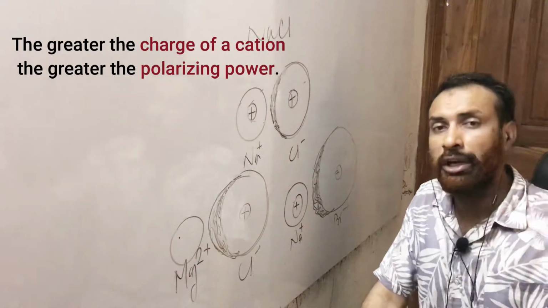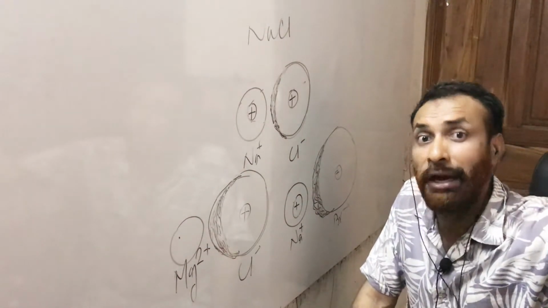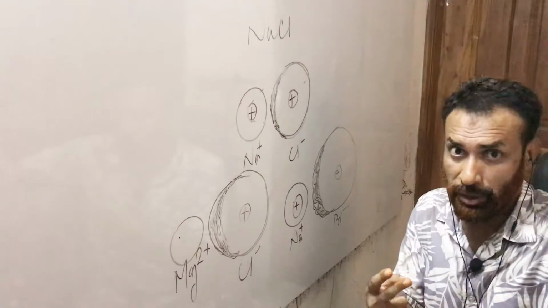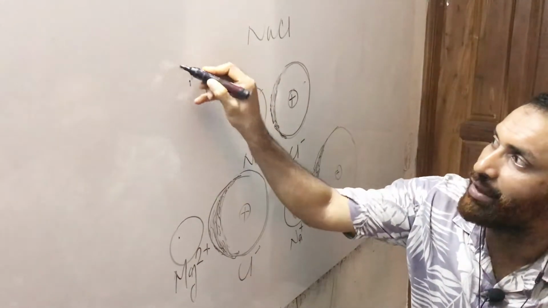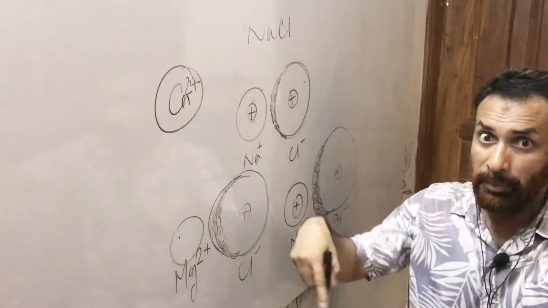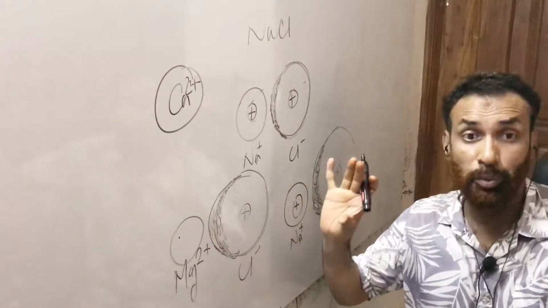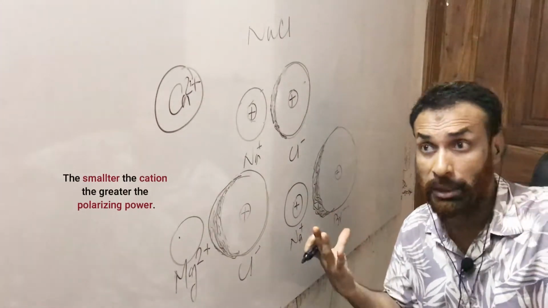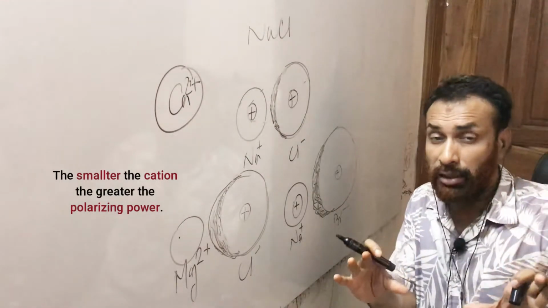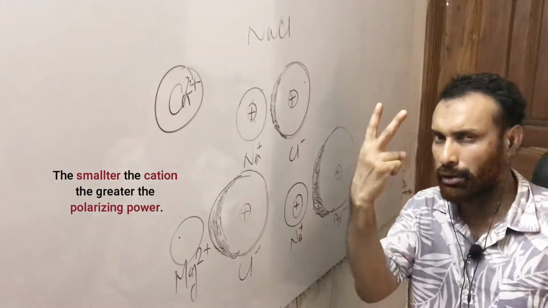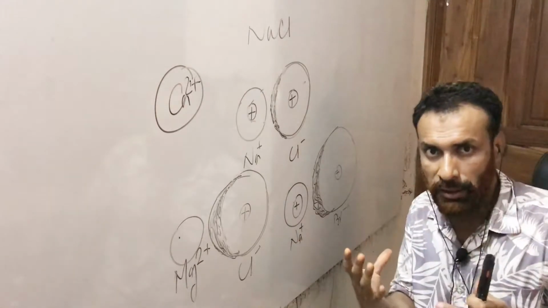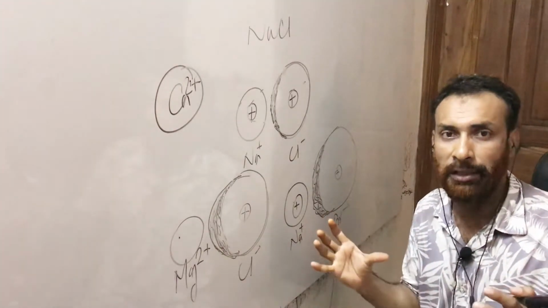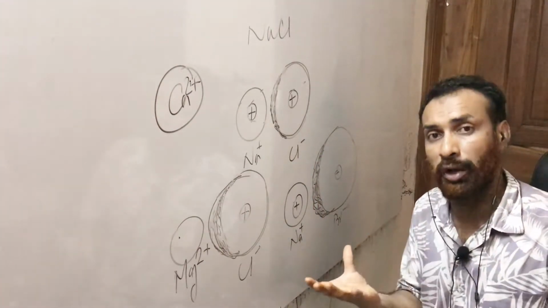And polarizing power not only depends on the charge, this also depends on size. How is that? If you get two cations, suppose here calcium and magnesium, both of them have the same charges, but magnesium is smaller than calcium, then certainly magnesium would have greater polarizing power than calcium. So polarizing power, this belongs to cation again, and this depends on two things. One is its charge, greater the charge, greater the polarizing power. What is the other thing? This is size. Smaller the size, greater the polarizing power.